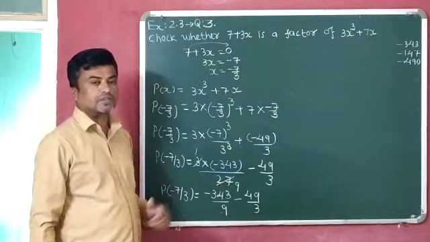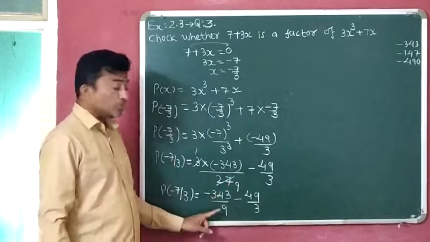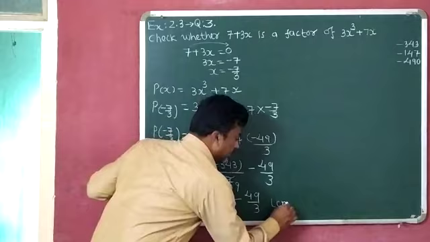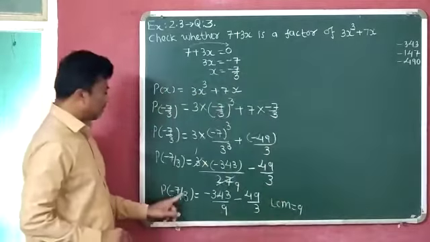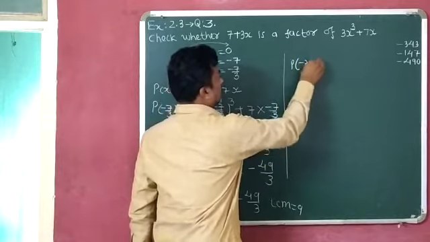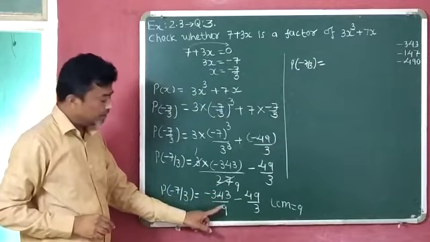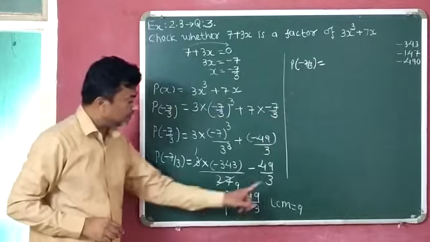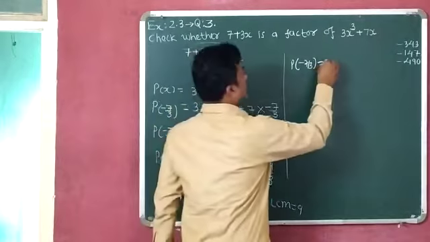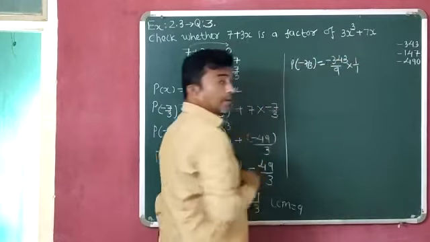Both are unlike fractions. So we make them like fractions by the LCM method. So we identify the LCM of the denominators 9 and 3, and their LCM is equal to 9. So p(minus 7 by 3) is equal to minus 343 divided by 9. Which digit we can multiply with 9 so that LCM 9 will come? 9 ones are 9. So minus 343 divided by 9, here we can multiply with 1.